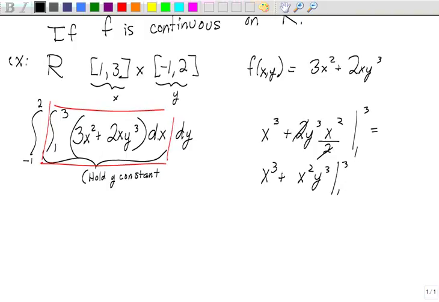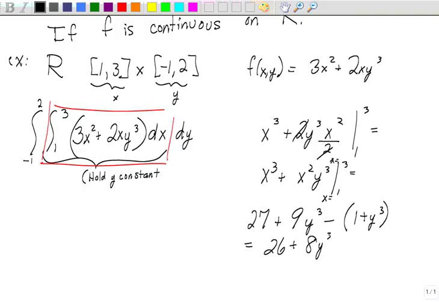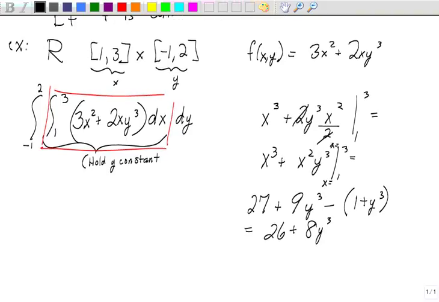Now since I was doing it with respect to x, dx, these are x values, so I'm going to plug those in for x. I get 27 plus 9y cubed, minus, plugging the 1 in for x, 1 plus y cubed. And that's going to be 26 plus 8y cubed.